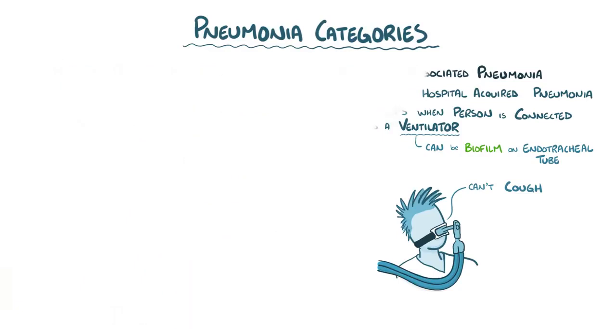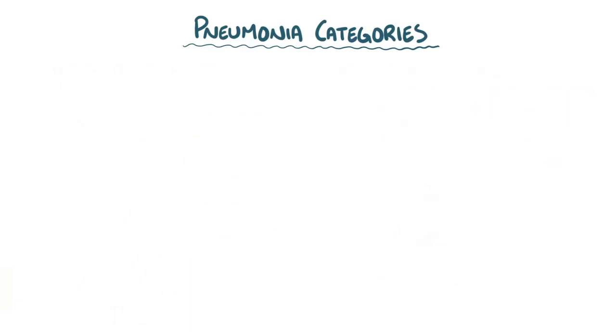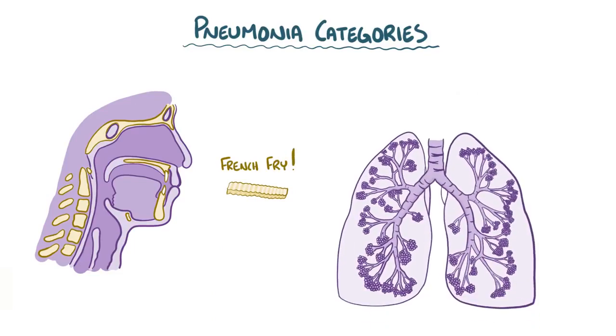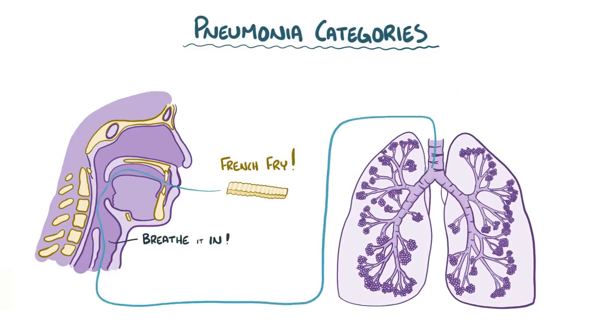Now, in addition to inhaling microbes, there are also other ways to develop pneumonia. Think about this. You're eating some French fries, and instead of swallowing one, you accidentally breathe it in. Informally, we call that going down the wrong pipe, but we could also say that you aspirated that French fry.